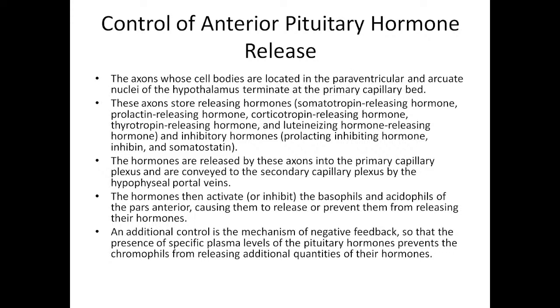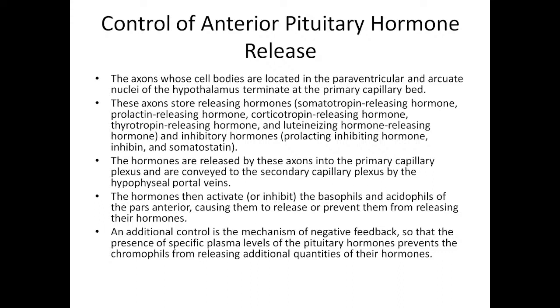Control of the anterior pituitary hormone release. The axons whose cell bodies are located in the paraventricular and arcuate nuclei of the hypothalamus terminate at the primary capillary bed. These axons store releasing hormones: somatotropin releasing hormone, prolactin releasing hormone, corticotropin releasing hormone, thyrotropin releasing hormone, luteinizing hormone releasing hormone, and inhibitory hormones: prolactin inhibiting hormone, inhibin, and somatostatin.